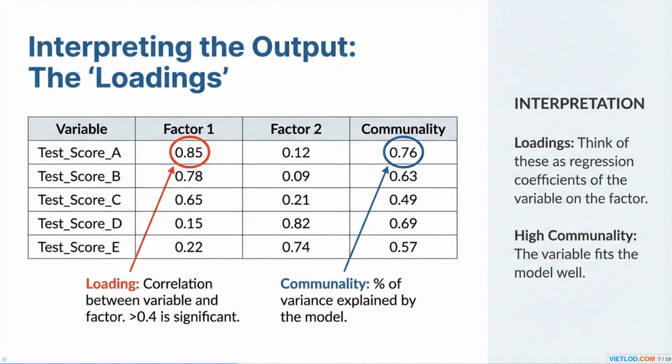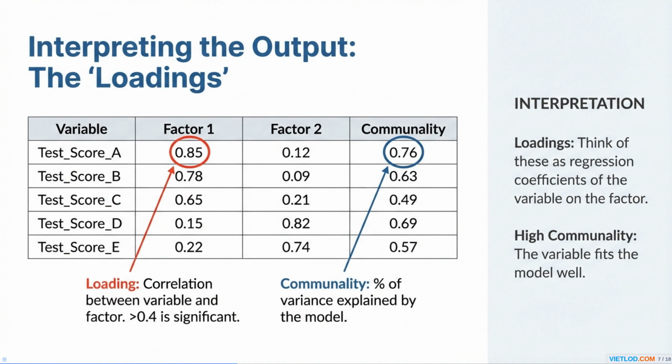In the table, test score A has a high loading of 0.85 on factor 1, but a low loading of 0.12 on factor 2. Communality represents the proportion of a variable's variance that is explained by the extracted factors. It's the sum of the squared loadings for that variable. For test score A, the communality is 0.76, which means 76% of its variance is captured by our two-factor model. A high communality indicates that the variable fits the model well.